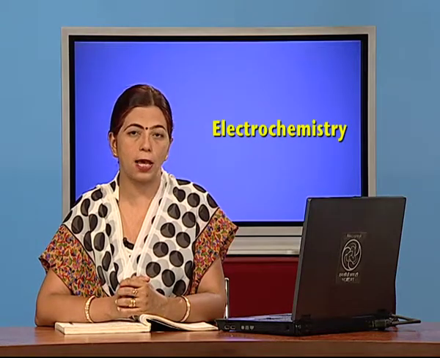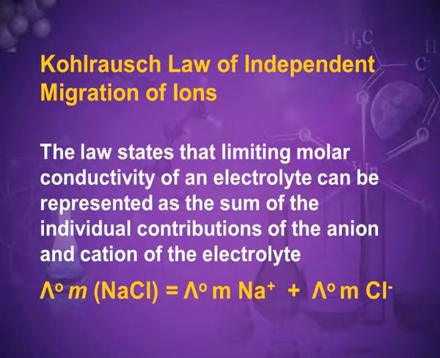The law states that the limiting molar conductivity of an electrolyte can be represented as the sum of the individual contributions of the anion and cation of the electrolyte. For example, lambda m infinity for sodium chloride can be calculated by simply adding the contribution of the sodium ions and the chloride ions. Kohlrausch's law is very useful in calculating the theoretical lambda m value for weak electrolytes, which otherwise cannot be found experimentally.